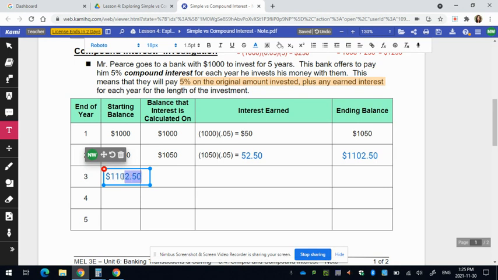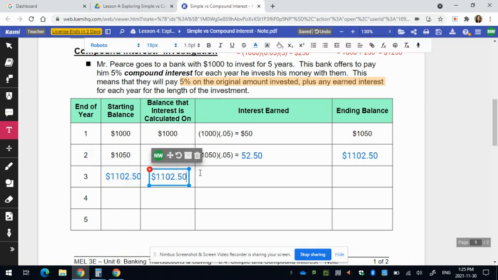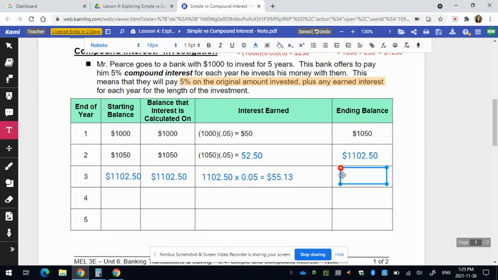So now the next year we're starting out with 1,102.50, is what we're starting out with, or what we're calculating our interest from. So we're going to use that 1,102.50, and we're multiplying that now by our 0.05, which will give us 55.13. So a little bit more interest in the third year. So we'll calculate what that is once we add it to what he had at the beginning of his third year, and we get 1,157.63.